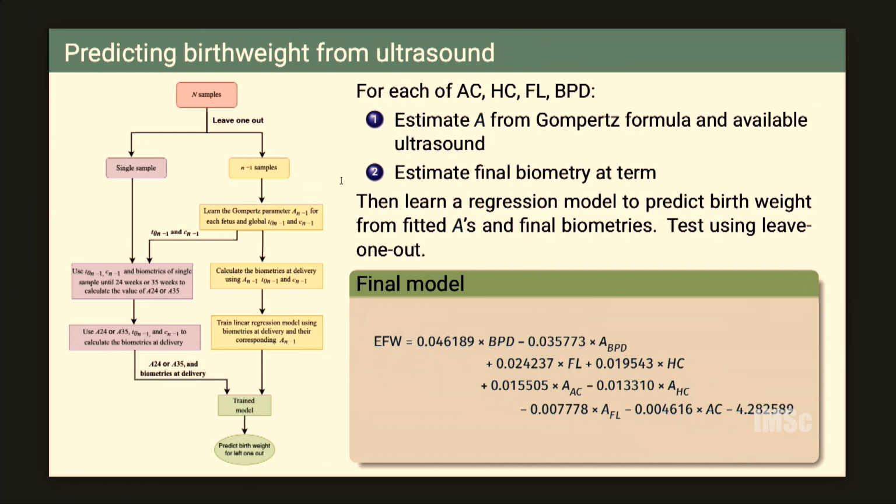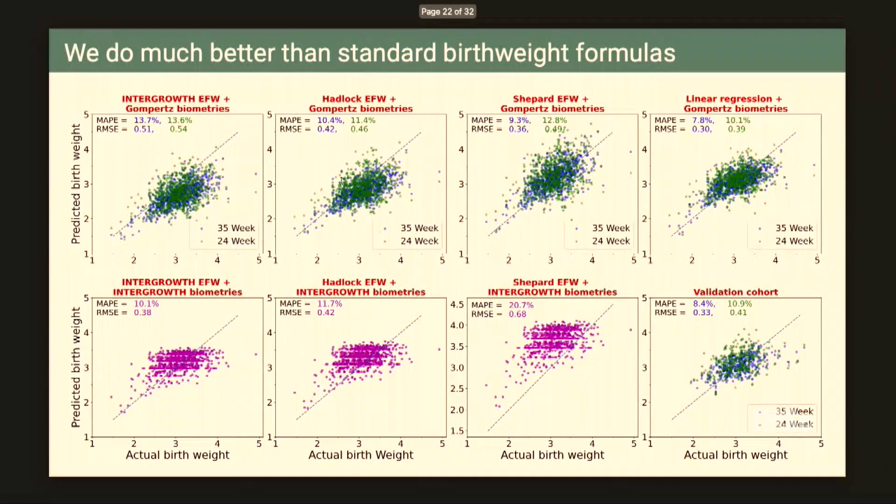We also considered quadratic and other combinations, but it turns out that this is what comes out as a formula. And we also considered maternal parameters, which caused a small but not great improvement. So we are still interested in seeing how it can be improved. But based on what we have so far, it seems we do much better than the standard birth weight formulas.